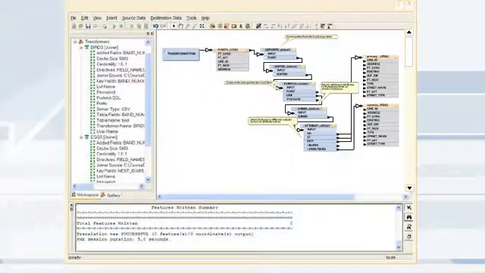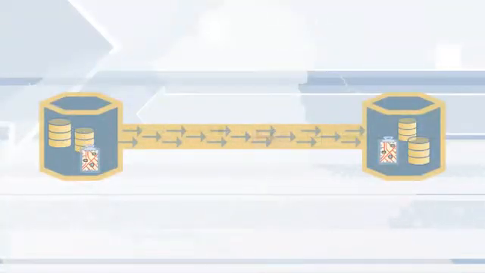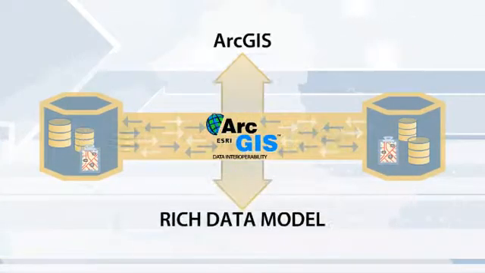From a translation perspective, attributes and spatial data have traditionally been forced through a limited model. But the transformation capabilities in ArcGIS Data Interoperability provide a rich data model as the conduit between systems, one more powerful than either the source or destination. This takes translation to levels previously only dreamt of.